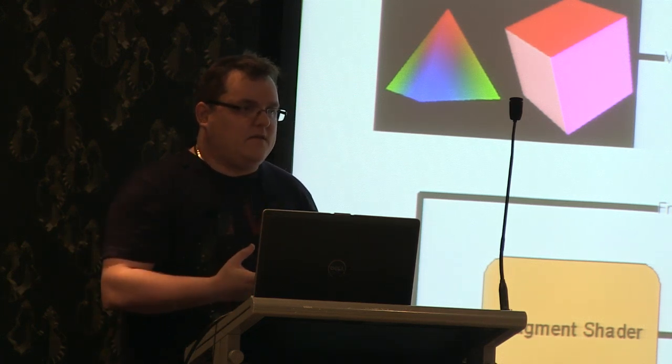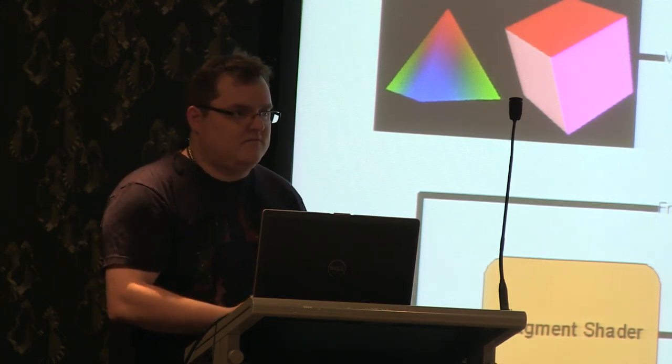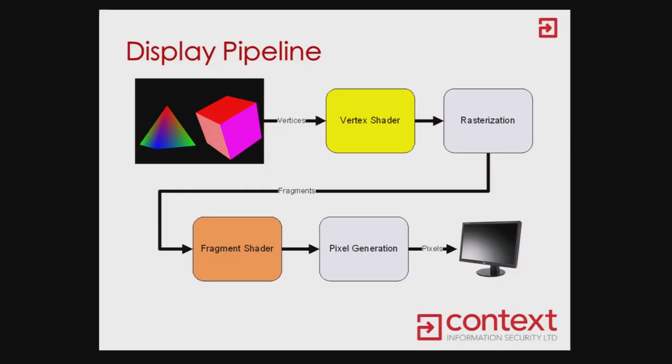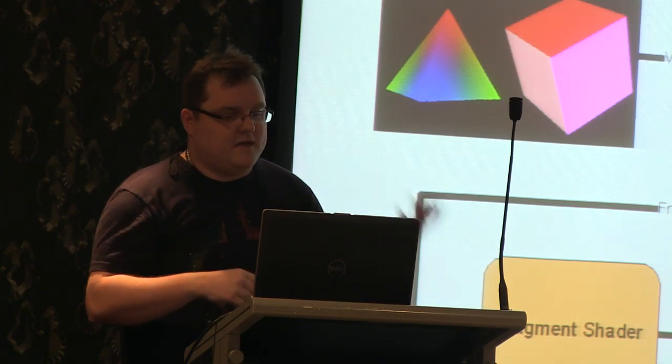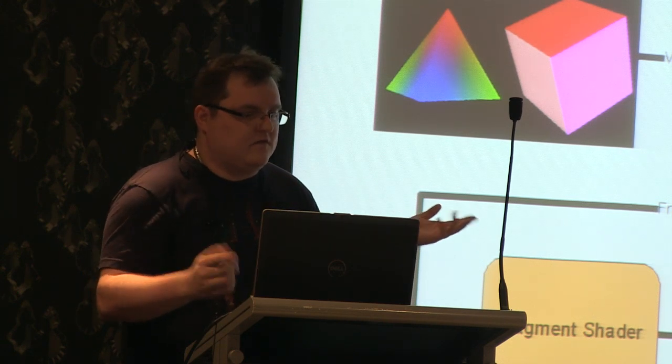The final major step in the process is the fragment shader. Once you've generated your individual pixels, your individual fragments, you then run another piece of arbitrary code, again written in this GL shader language, which takes each fragment in turn and assigns them a color. This is run once per fragment, so if you're displaying a lot of pixels on the screen, it's going to run your code a very, very large number of times. And then it goes through some basic code to generate the pixels, and that's what actually ends up on your screen.